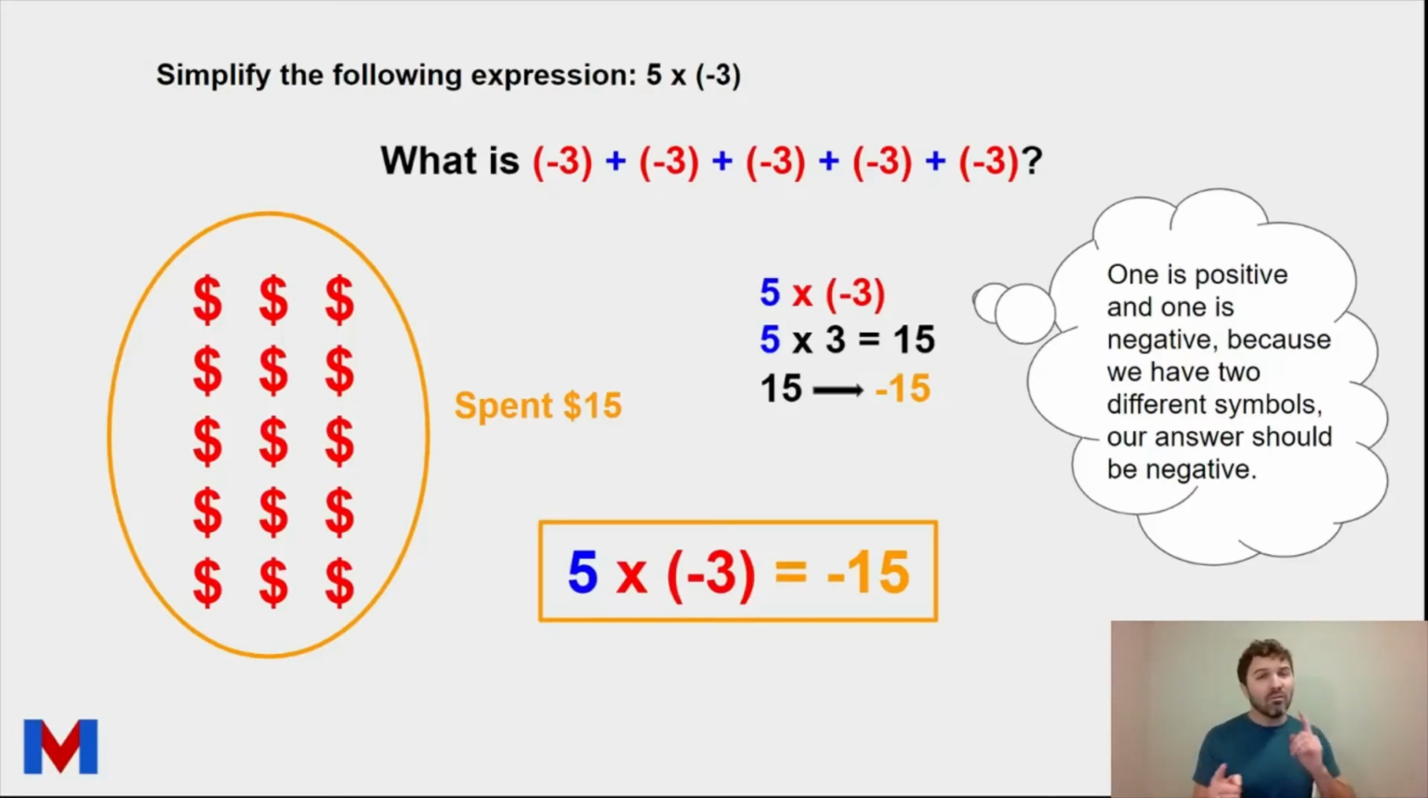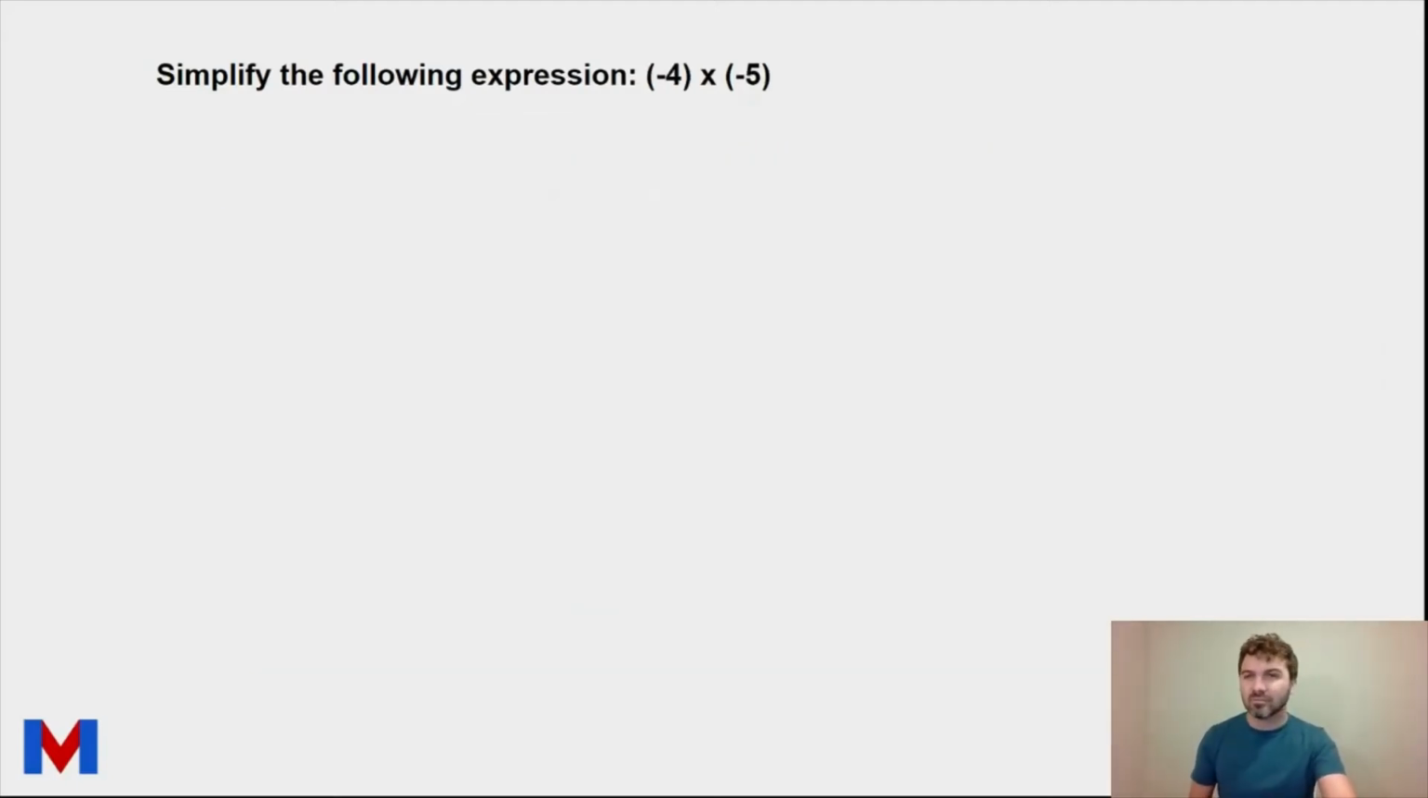Before we go on, I want to remind you that multiplication has the commutative property, meaning that 5 times negative 3 is the same as negative 3 times 5. With multiplication, it doesn't matter which way you multiply. Negative 3 times 5 is also negative 15. But what if you have 2 negatives? Let's check that out. You have negative 4 times negative 5. What's negative 4 negative 5's? We kind of can do that, so let's see what happens when we do.